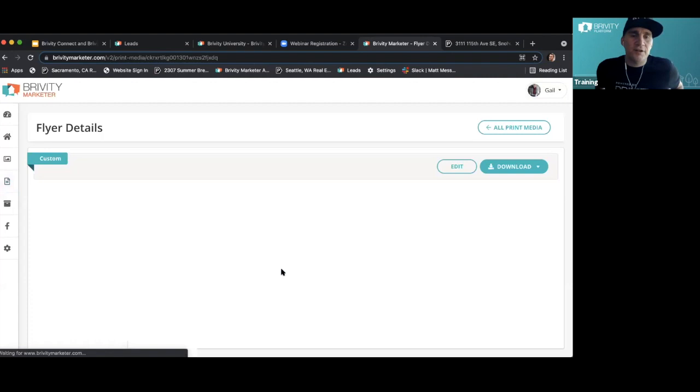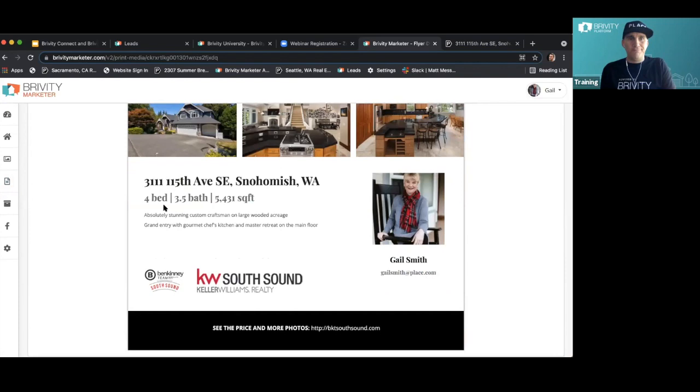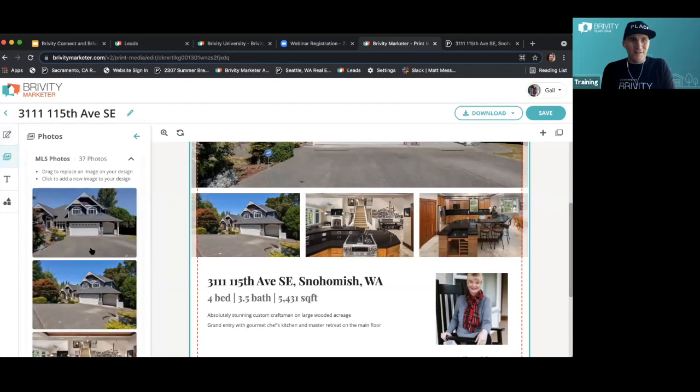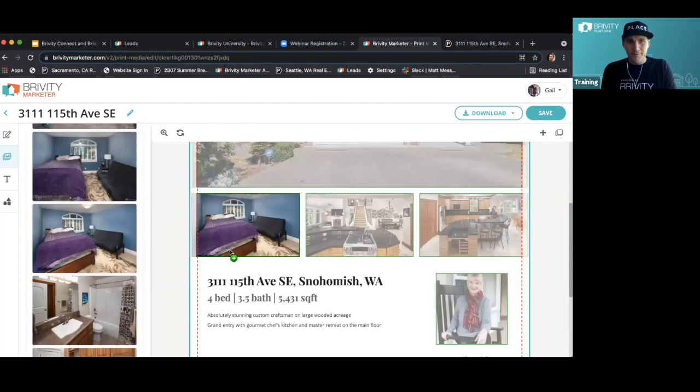It's going to pull those images in, right? Boom. I've got a flyer. I'd come in here and I could edit this thing if I wanted to. Maybe I want to add a little bit more to the description, or I want to add the price in here, right? I've got all these editing functionalities over here. I could change the photos again if I wanted to get in there and get the bedroom photo or whichever photos I wanted to get in here, right?